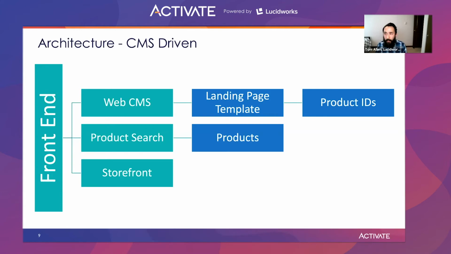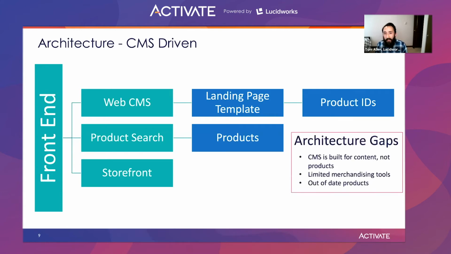But there's a gap here. The CMS is really built for content. It's rich content, not products. You have limited merchandising tools, and you could have out-of-date products. If you're relying on your merchandiser to copy and paste product IDs, there's no guarantee that that product ID is going to be accurate later on when it goes out of stock. So you have information siloed between the different parts of the page. And what you're really doing here is creating work for the merchandiser.